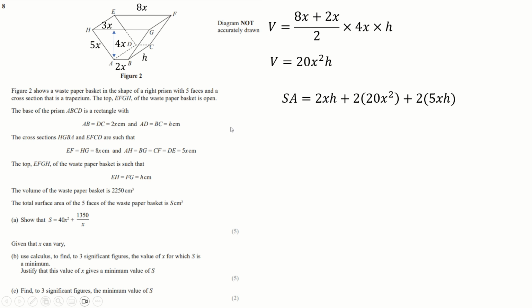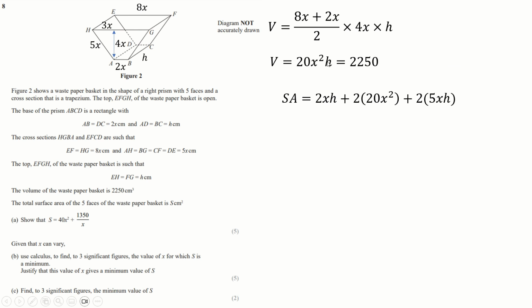Now for the surface area, which is 2 of these trapeziums, which we already worked out with 20x squared. So it's 2 of the trapeziums plus 2x times h for the bottom, plus these 2 parallelograms on the side, which is just area 5x times h, and there's 2 of those as well. That all simplifies to be, I guess, I haven't done that, I've gone back to volume.